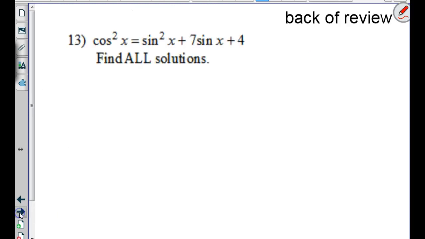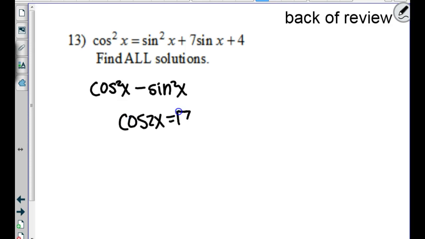I'm going to skip 12. Apparently we should do this one. If I subtracted this over to the other side, I don't think that's a good idea. What is cosine squared minus sine squared? It's cosine of 2x, right? But if I still have this, is that looking like anything I can work with? I don't think so. That's a 7, but yeah, I don't think that was our best plan.